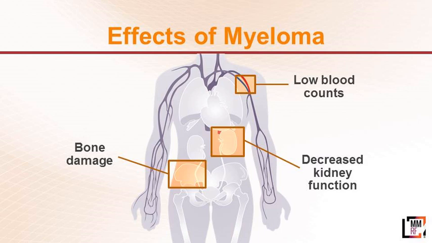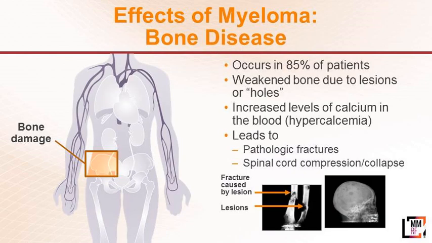Myeloma can affect the blood counts because the myeloma cells can crowd out the normal blood cells. It can also cause decreased kidney function because you have increased level of protein in your blood, and you can also have an increased level of calcium, and it can also cause bone damage. All right, so how does myeloma cause bone damage?